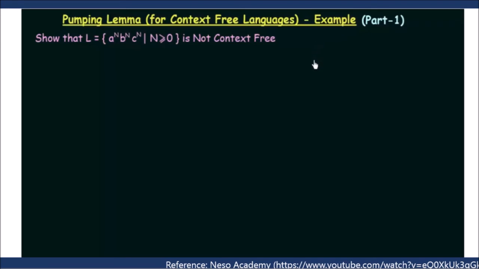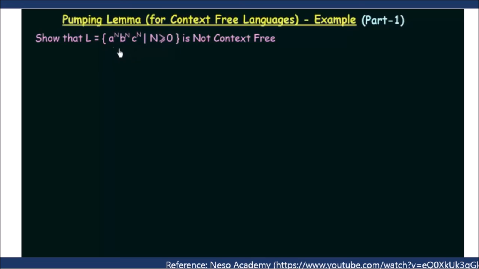In the last lecture, we have studied about pumping lemma for context-free languages, and in this lecture, we will be taking an example to see and figure out how the pumping lemma for context-free languages actually works. So here we have an example language given, L equal to a^n b^n c^n, where n is greater than or equal to 0.